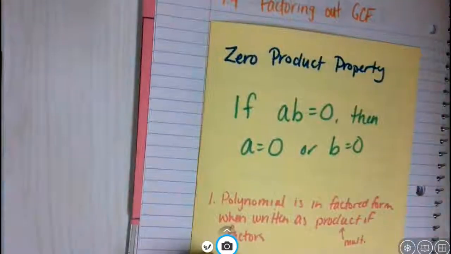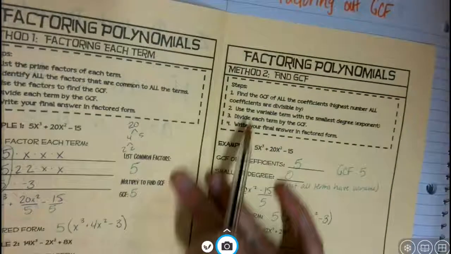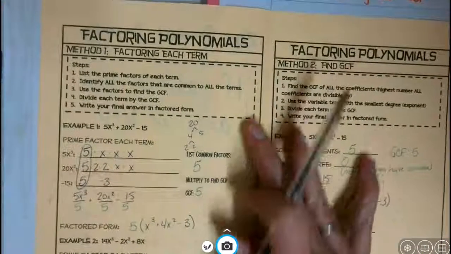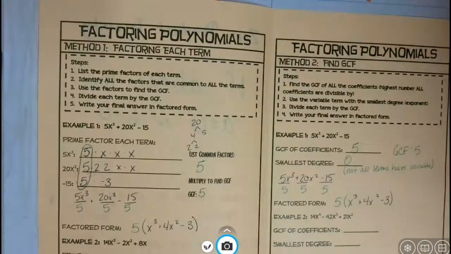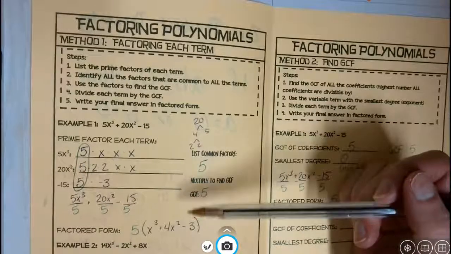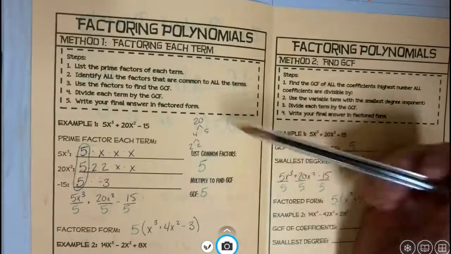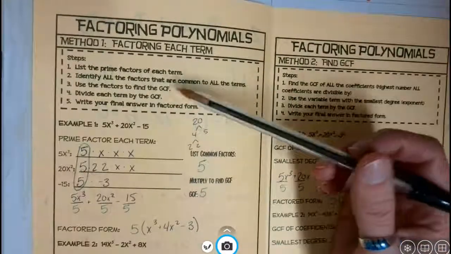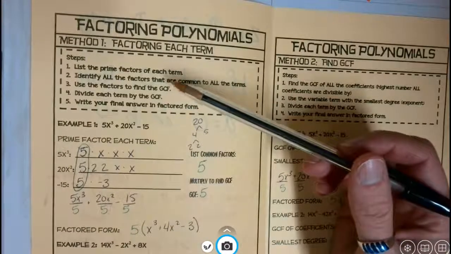So now let's look at actually factoring. How do I factor these polynomials? There's a couple of different possibilities. There are two different methods that get us to the same place. The first one is just the way that my brain goes, and they really do the same thing. First we have to list all the prime factors of each term.